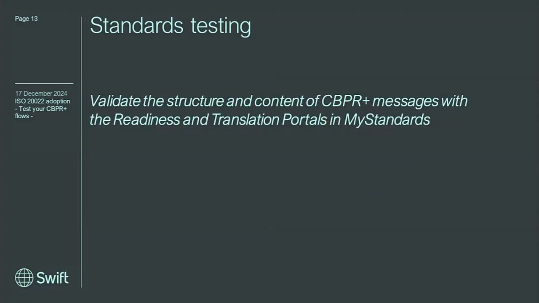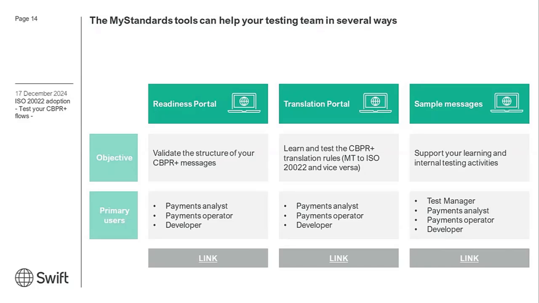So going back to the off the network testing block and looking into MyStandards, where your testing activity should begin in order to validate the structure and the content of the CBPR Plus messages. There are mainly 3 resources on MyStandards that I want you to be familiar with. Those are the readiness portal, where you can validate the structure of the CBPR Plus message. The second one is the translation portal, where you can learn and test CBPR Plus translation rules, MT to ISO, ISO to MT, so both ways. And the third one is the library of CBPR Plus sample messages to support your learning and internal testing activities. So just to give you an idea, if you ever need sample messages, what they look like, what the structure is, you can easily access them.